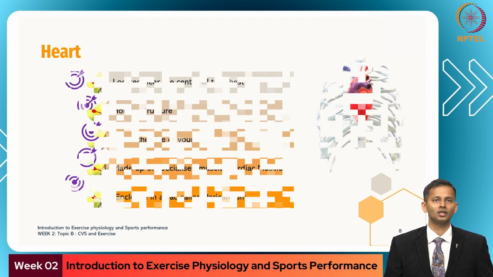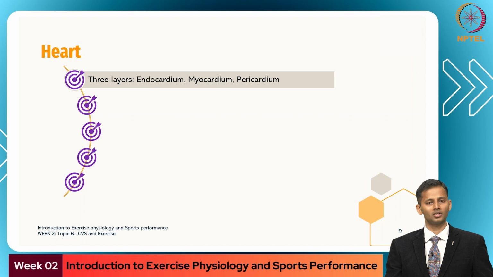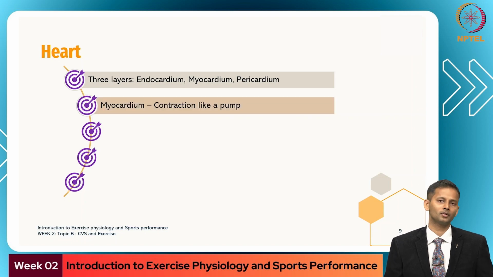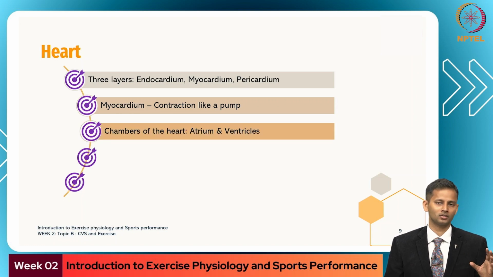The heart per se is divided into three layers: the outer pericardium, the middle myocardium and the inner endocardium. So you go from inside out: endocardium, myocardium and pericardium. The myocardium is the specialized cardiac muscle which acts as the pump and it can contract. As I mentioned, the heart is a hollow structure which is divided into various chambers.